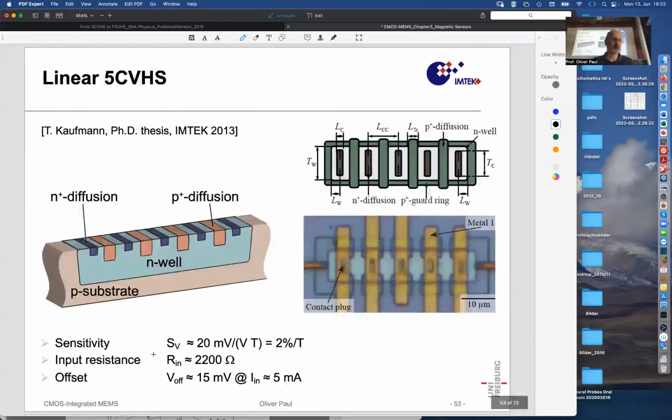Now I would like to spend some time with the linear 5-contact vertical Hall sensor, because I've been working on this device with 2 PhD students extensively in collaboration with the company Micronas, now TDK Micronas, at Hans-Bunte-Straße. The first student was Timo Kaufmann, where you see again this idea of a vertical plate. It's not a deep thing.